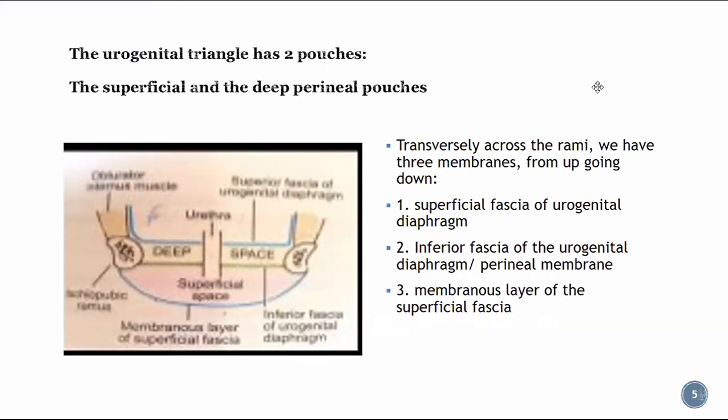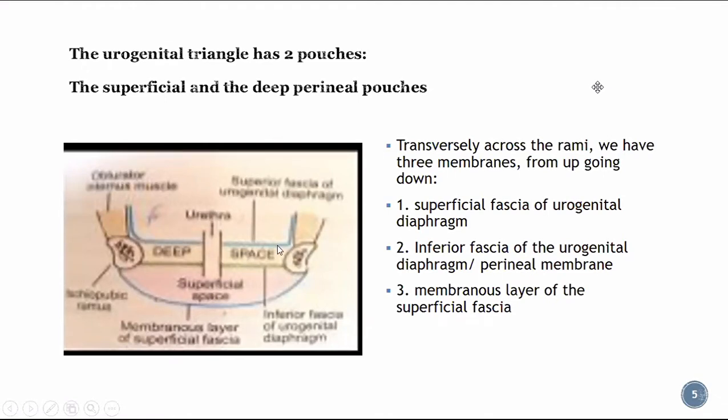So the urogenital triangle has two pouches: the superficial pouch and the deep perineal pouch. Across the lateral surface of the ischiopubic rami, we have three membranes traversing the two rami. First, it's the superficial fascia. Don't worry, we have a clearer picture in the next slides.